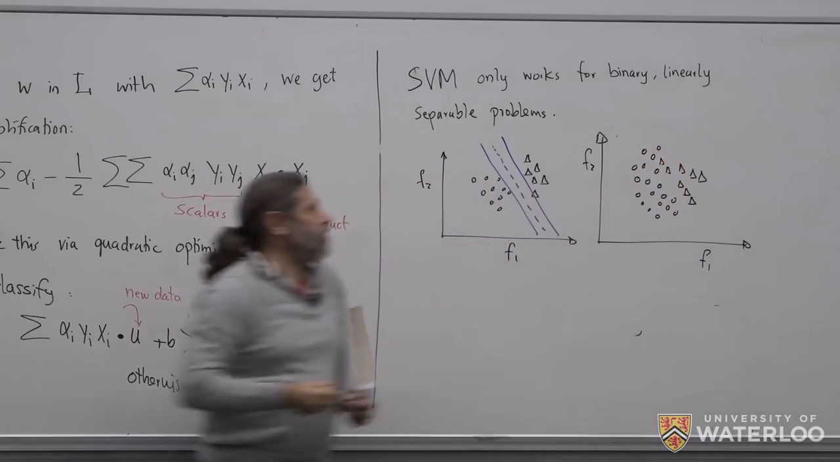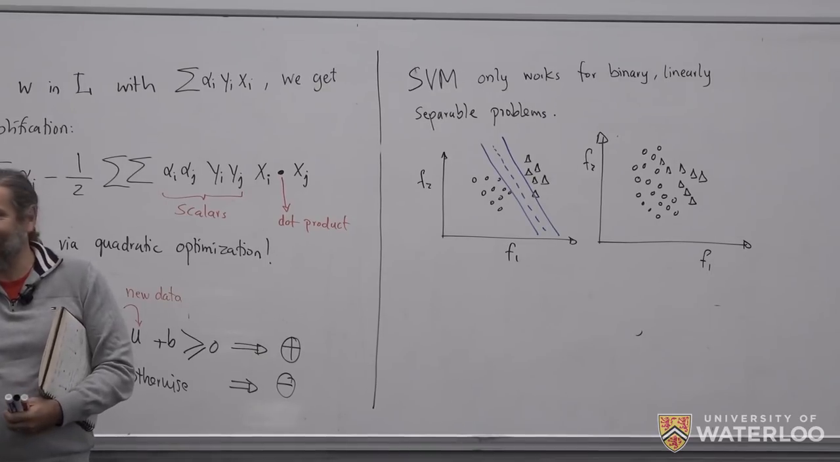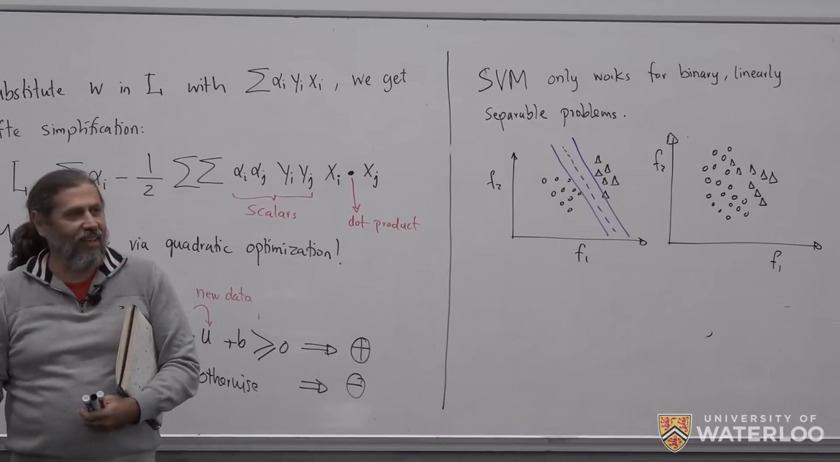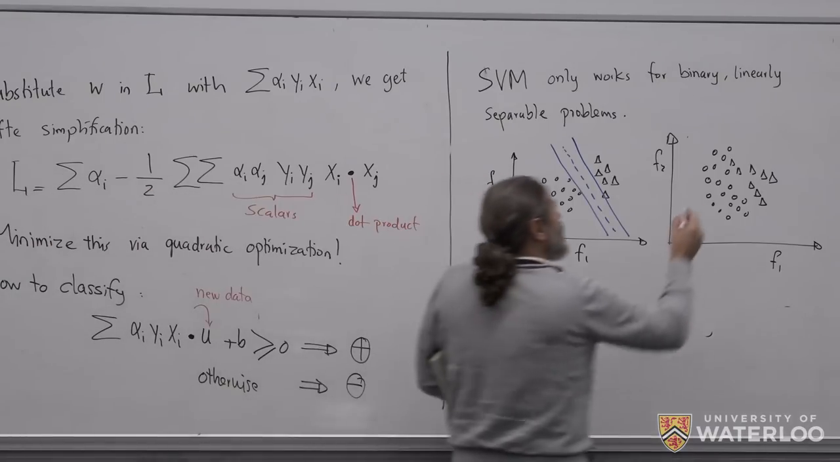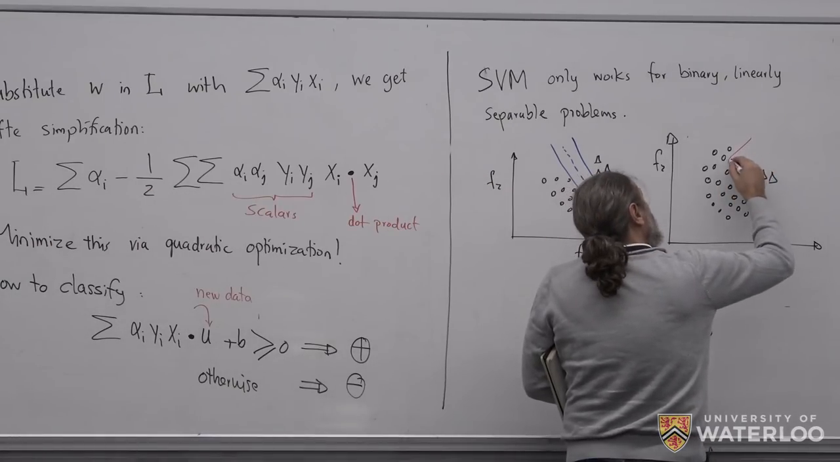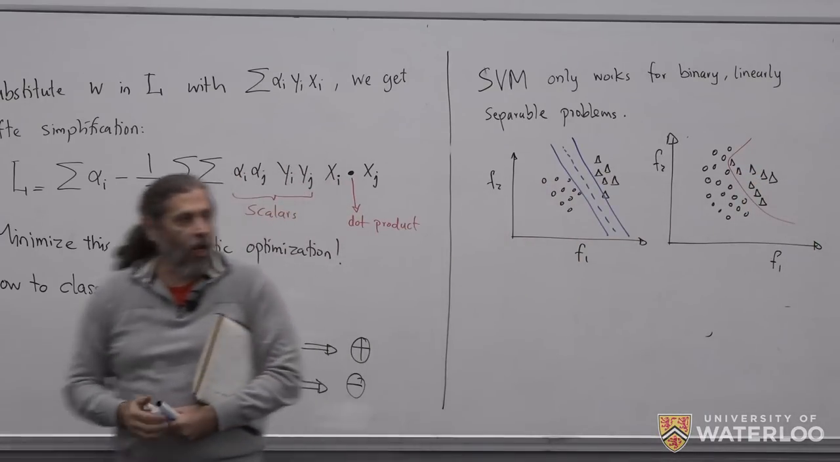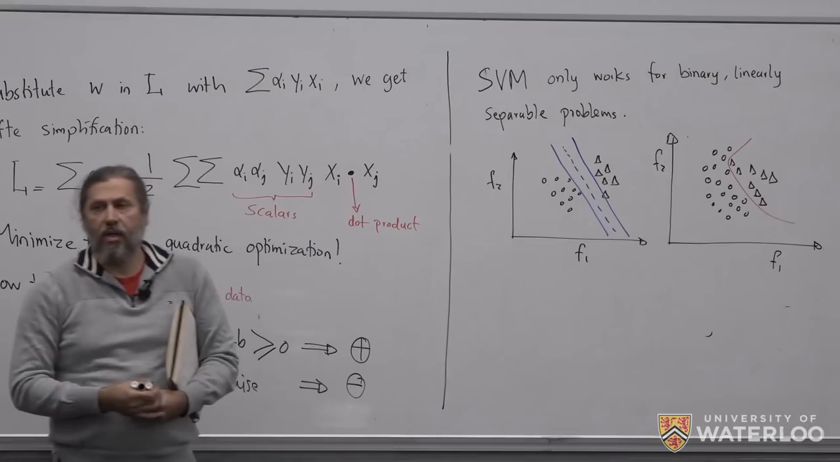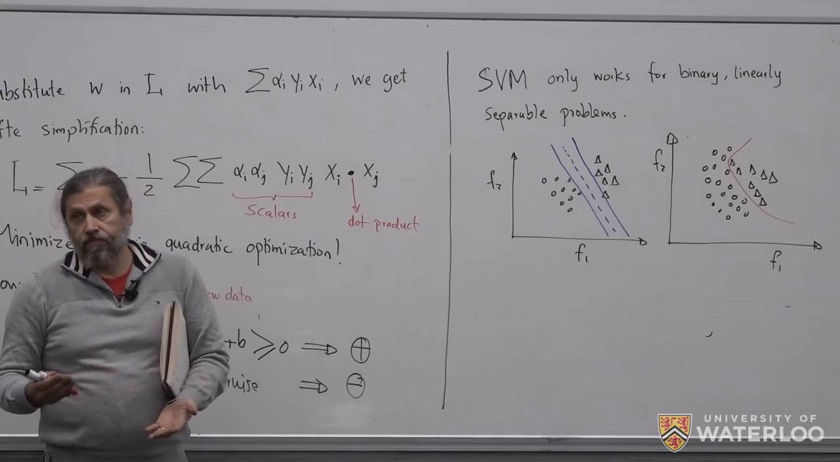And I get something like this. Well, there is no way, there is no line that can separate this stuff. Not going to work. This is not linearly separable. What you need is a curve like this. A line doesn't work. So a problem that is not linearly separable is not good.